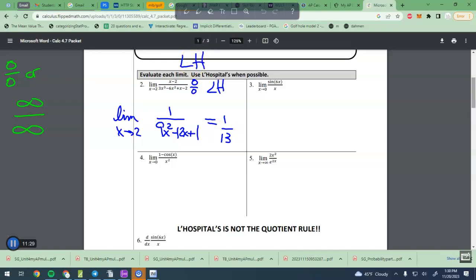So in multiple choice, obviously no one knows or cares what you put for your work, but for your response, you're going to put 0 over 0, or infinity over infinity, and LH for L'Hopital's.